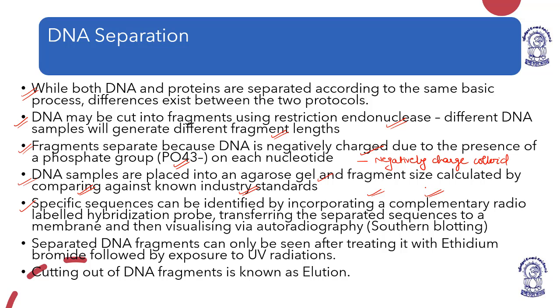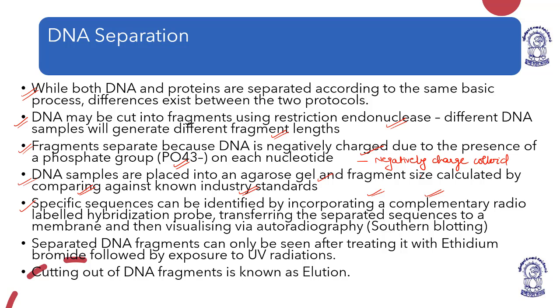Once the fragments are separated, to isolate a specific gene of interest or a particular fragment, we need a single-stranded DNA to get a complementary base pair. The moment the complementary base pair is attached to the gene of interest on the agarose gel, the hydrogen bonding will be formed.